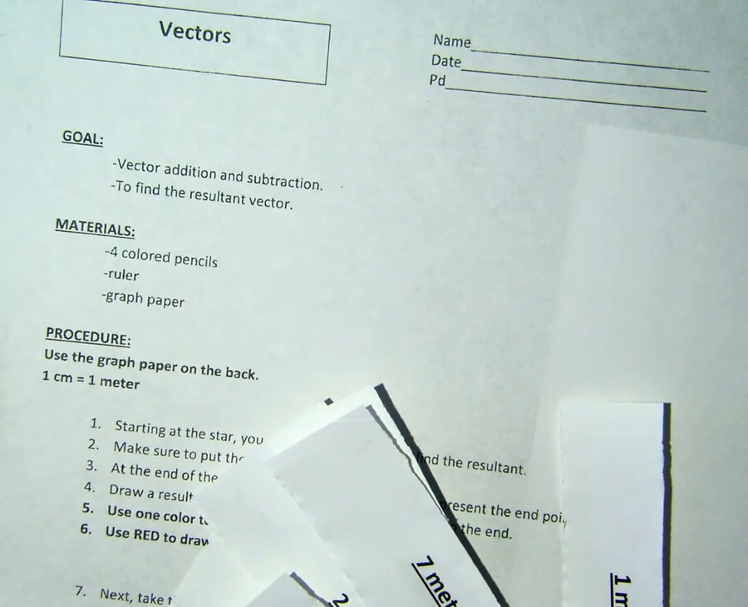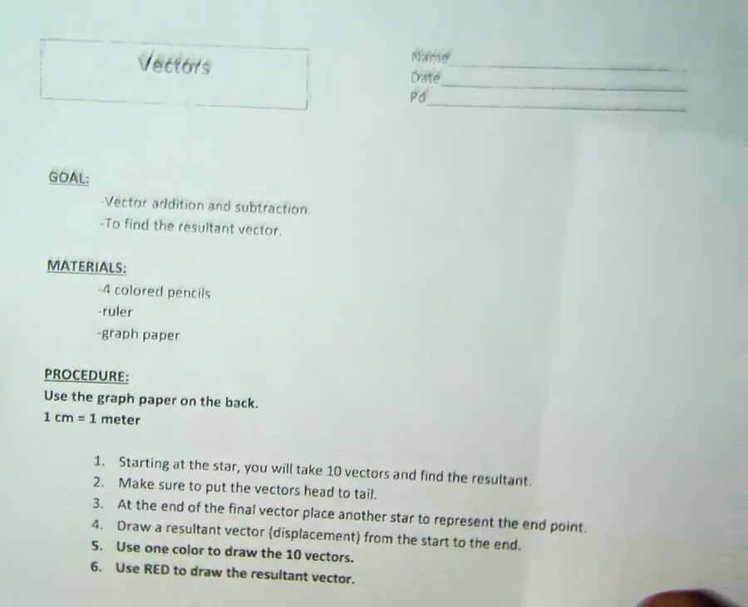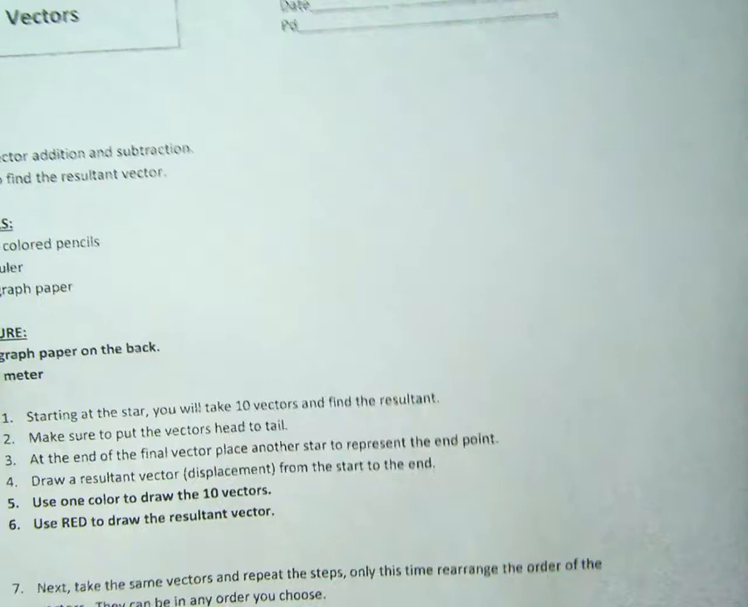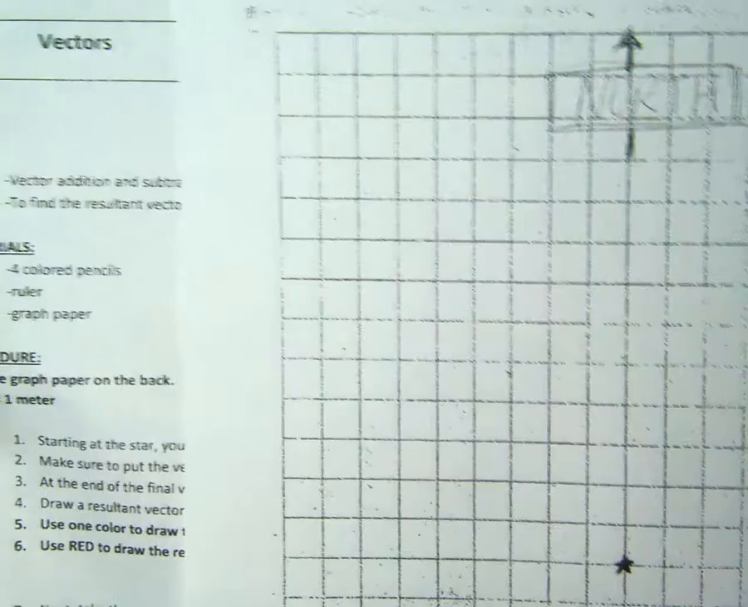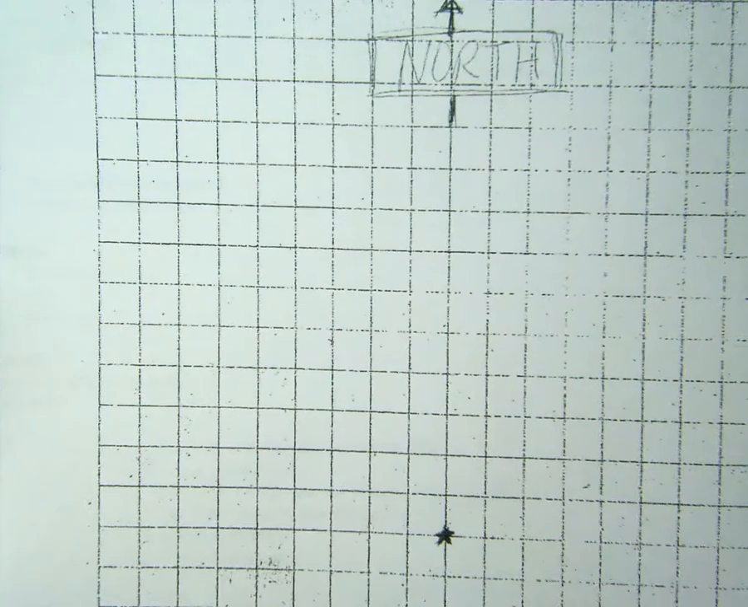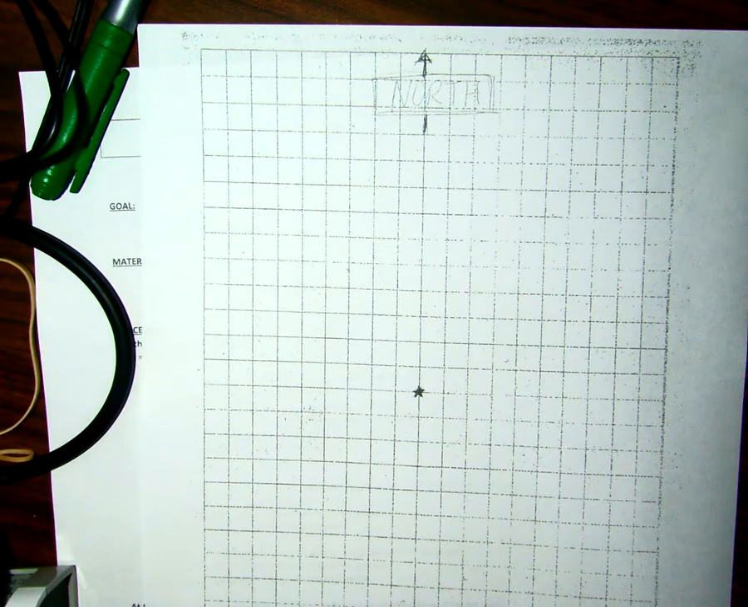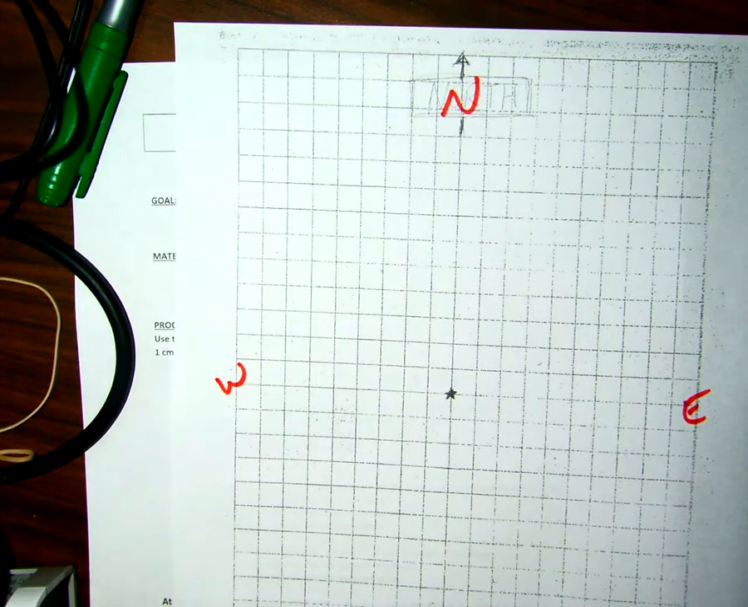So I have 10 vectors, and the order that I start this does not matter. That's the whole idea behind this activity, is to show that it does not matter what order you start, you're always going to end up in the same place. So I have my graph paper. I have north, east, south, and west. Let me zoom out a little bit so you can see this.